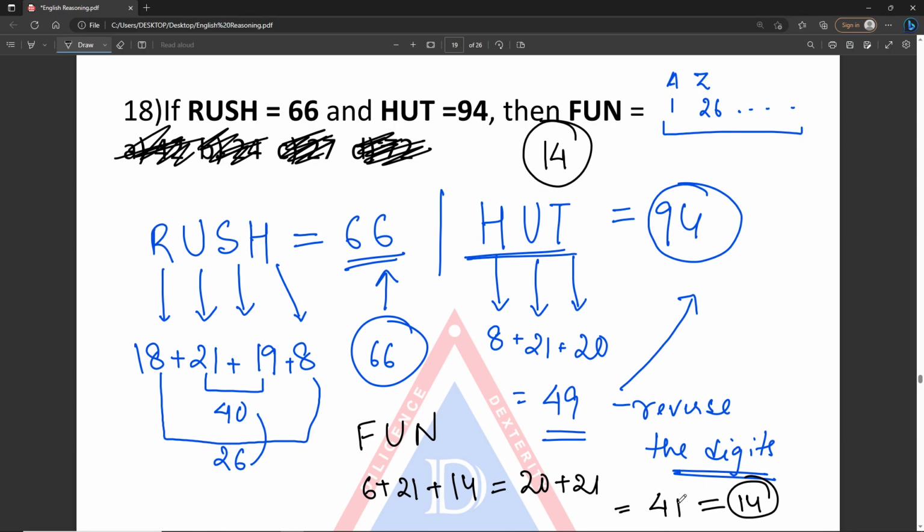Okay? See, F's value is 6, U's value is 21, N's value is 14. Just add it, 41. So just reverse it. It becomes 14. The answer is 14 for FUN. Okay? Chalo, next question.